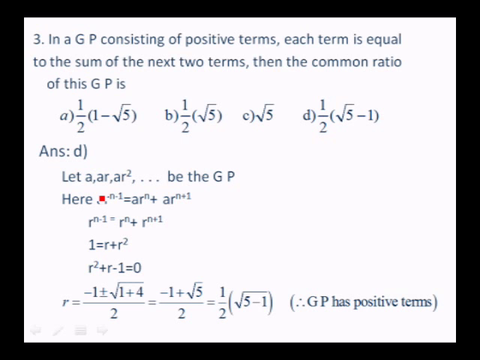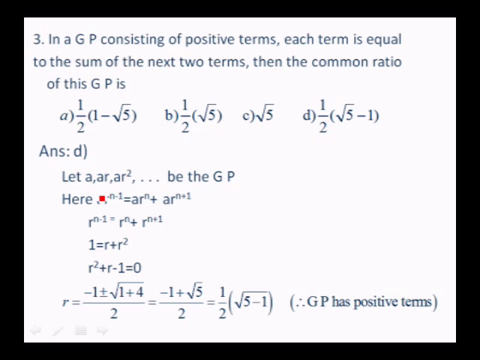It is a quadratic equation. Using the formula x is equal to minus b plus or minus root of b square minus 4ac by 2a, you can write R as minus 1 plus or minus root of 1 plus 4 by 2, that is minus 1 plus root 5 by 2, or half of root 5 minus 1.